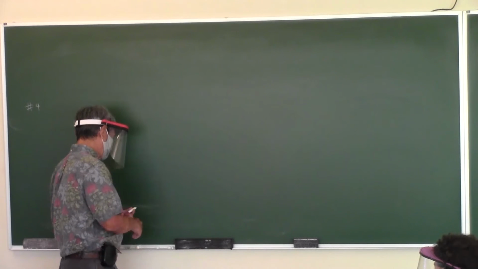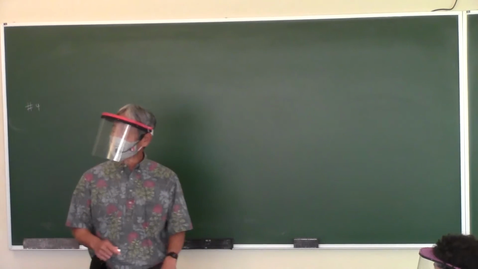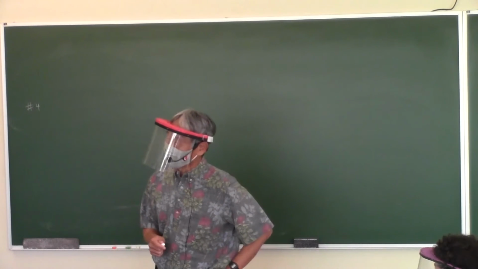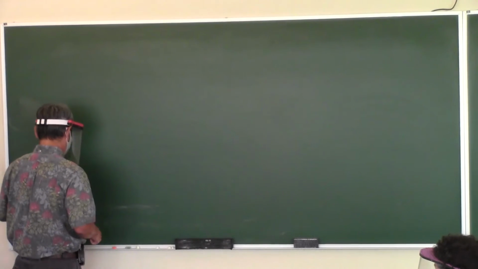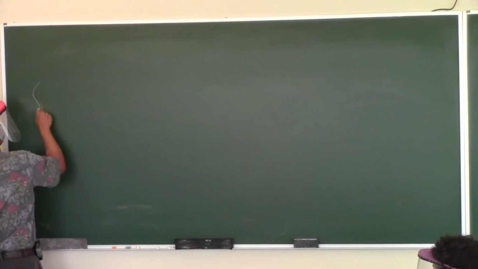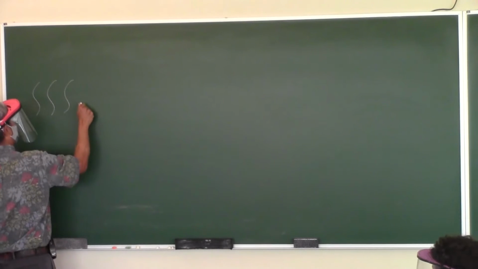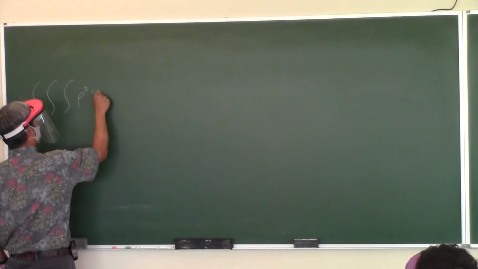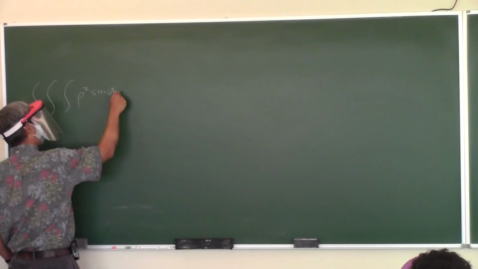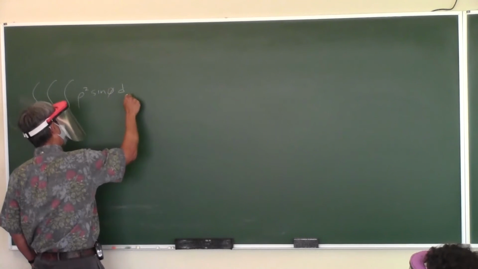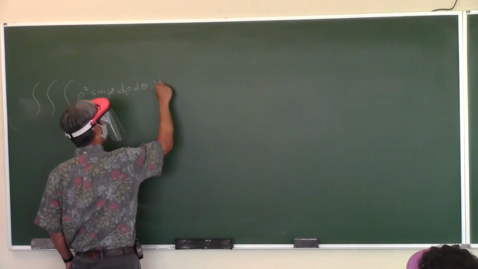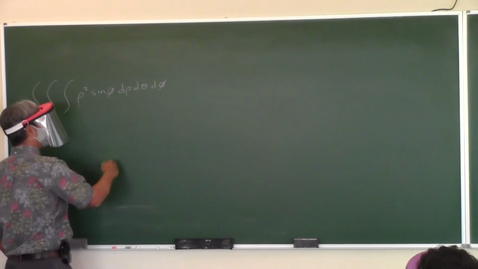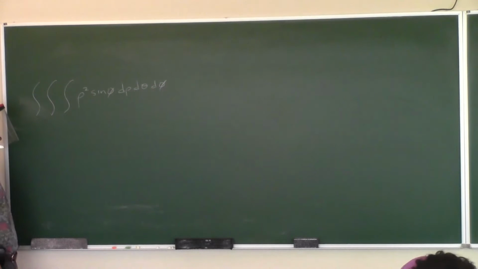Anyway, today is the last lesson for this chapter. Now we're going to integrate in the spherical coordinate system. So this is what the triple integral looks like: rho squared sine phi d rho d phi d theta. You can put it in whatever order you want to.